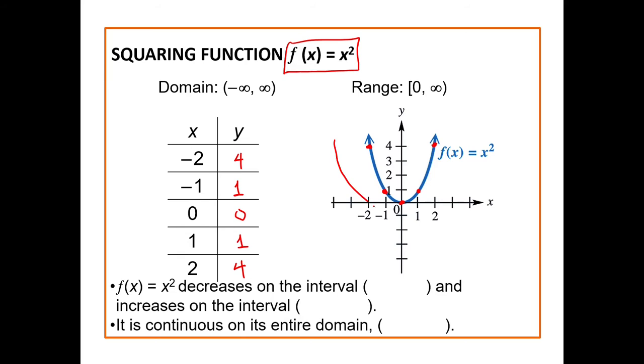It decreases from the left side to the vertex, so it decreases from negative infinity to 0, and then it starts increasing from 0 to infinity. It is continuous everywhere. I never have to lift my pencil. It is continuous from negative infinity to infinity.